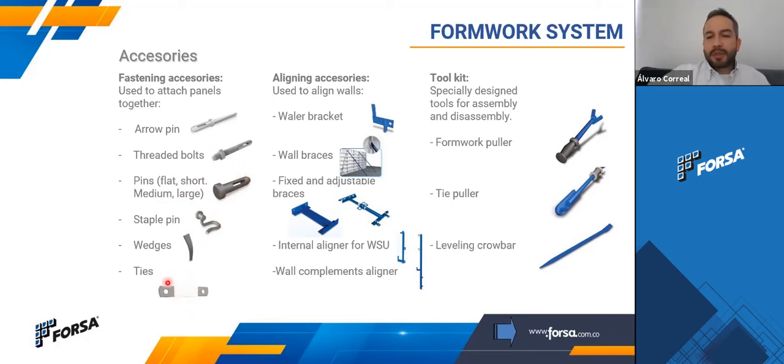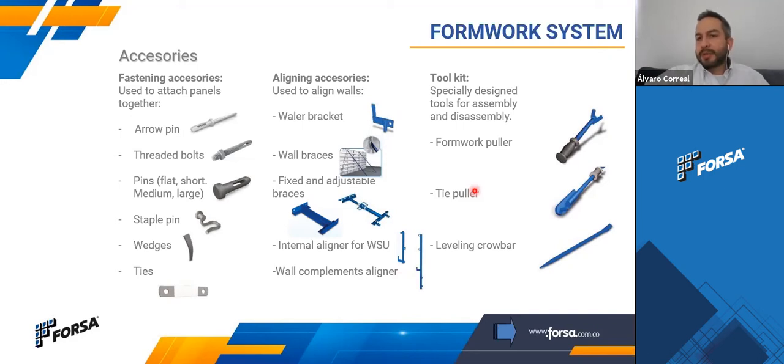The ties are the ones that you use to give the wall width. So you have different dimensions depending on the wall width that you have. To align, you have these accessories. You have whaler brackets. We're going to talk about all of this later. Wall braces to plumb and give verticality to walls. We have the fixed and adjustable braces. These are used on door openings. We have internal aligners, wall complements, lots of accessories. This is just like the basic ones, but depending on the design, you will have the whole solution provided by us.